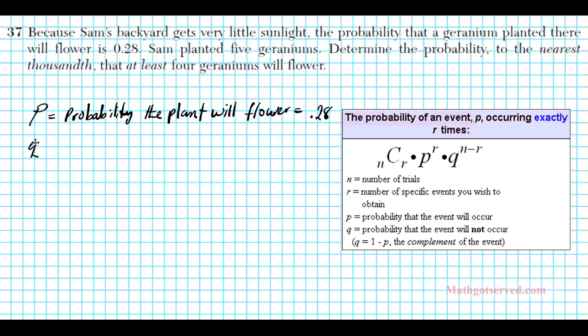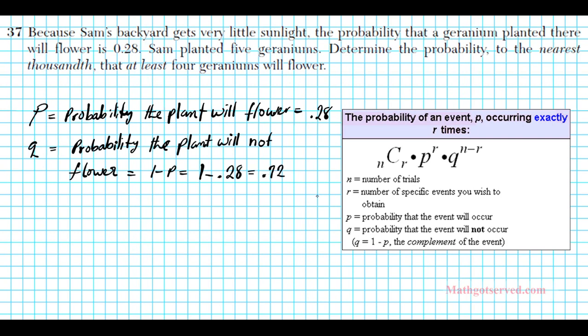Q is the probability that the opposite happens. Probability the plant will not flower. Okay, so we know that the probabilities always add up to 1. So if the probability that the plant flowers is 0.28, the probability that the plant will not flower is going to be 1 minus P, 1 minus 0.28, which is 0.72. Okay? Alright, so we have our P and our Q down.